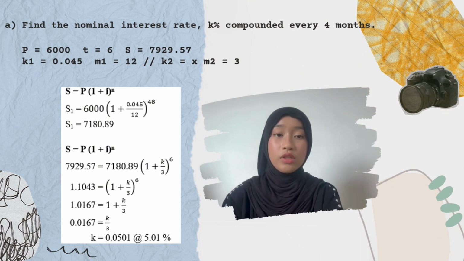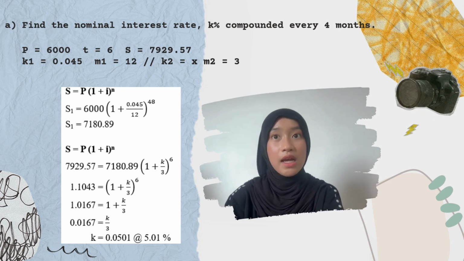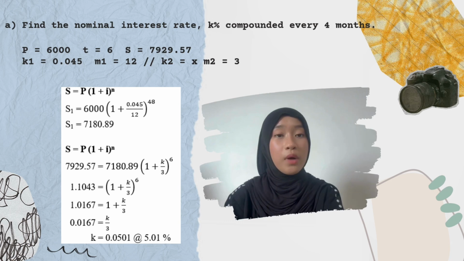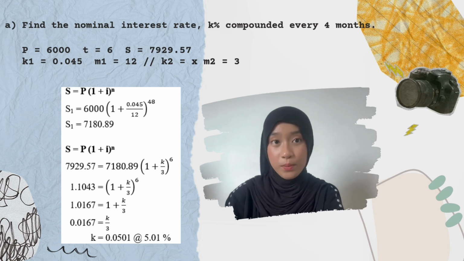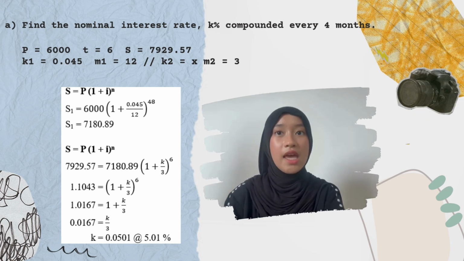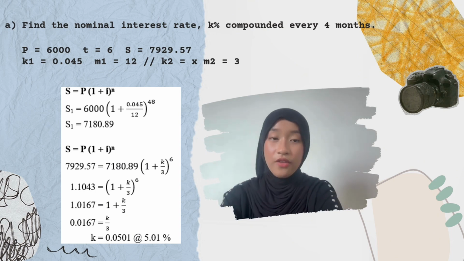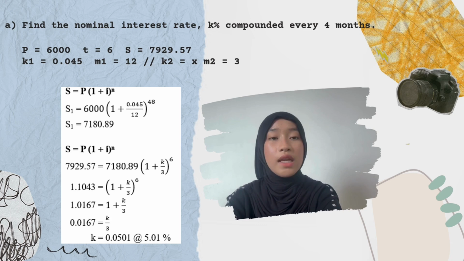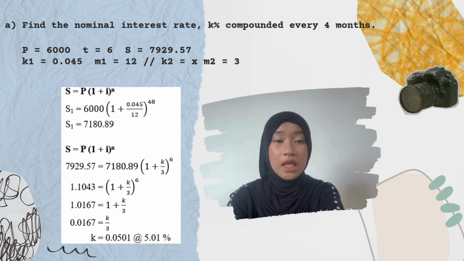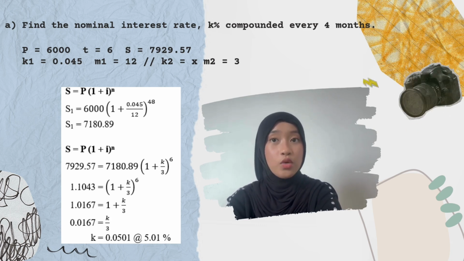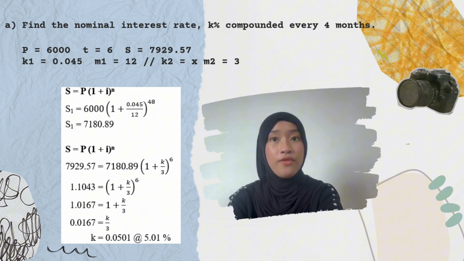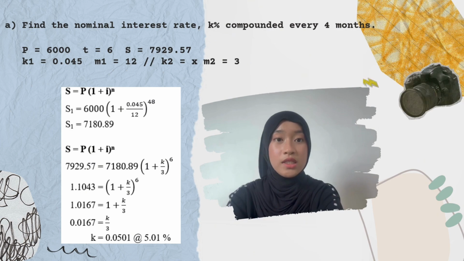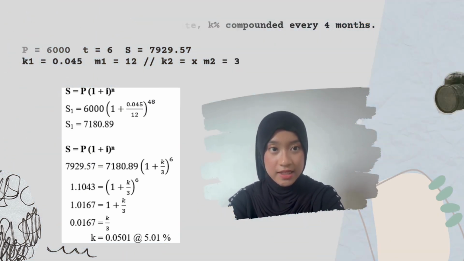First, we need to find the total amount, which is S, for the first 4 years and make it our new P. By using the formula of S equals P times 1 plus I to the power of N, we will get our new P as 7,180 ringgit and 89 cent. After that, we can find K by using our new P, 7,180 ringgit and 89 cent, as well as the same formula, S equals P times 1 plus I to the power of N. We will get K equals 0.0501, which is the same as 5.01%.